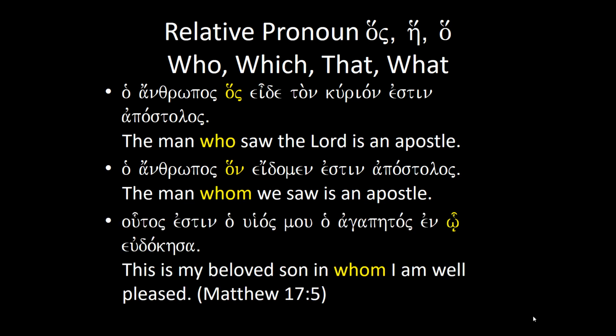Here's one that's dative. Houtos estin ho huios mou ho agapētos en hō eudokēsa. This is my beloved son, in whom I am well pleased. So it's dative because it's the object of the preposition en. En hō means in whom. So in whom I am well pleased.